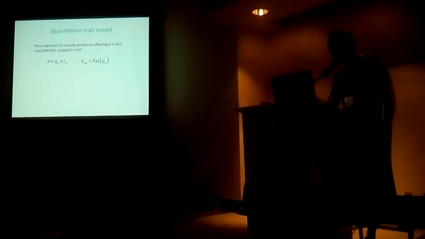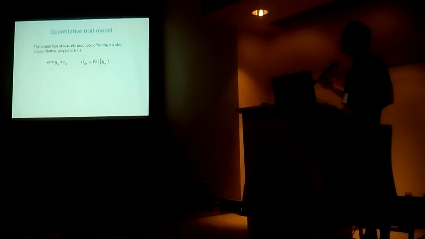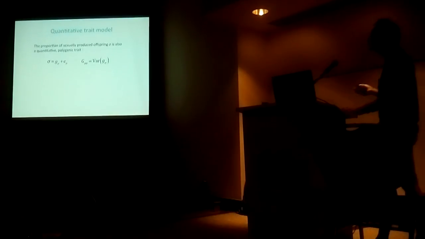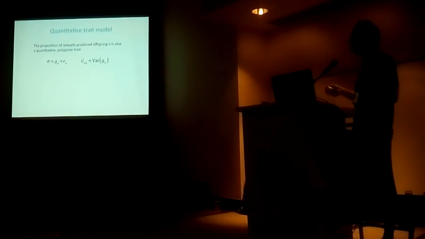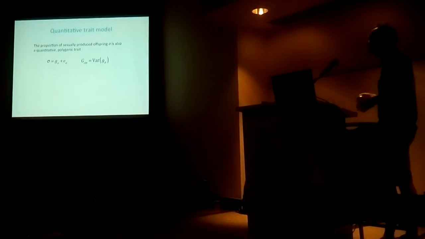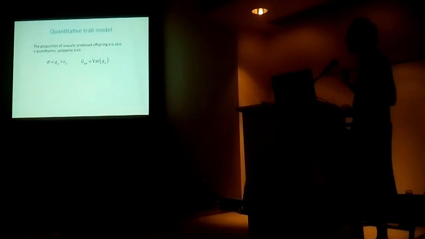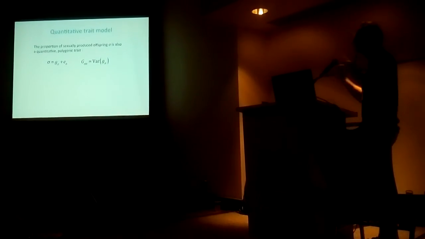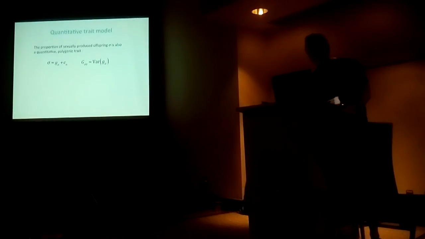Finally, the last assumption is that the rate of sex, the investment into sex, sigma, is also a quantitative polygenic trait, with genetic and environmental contributions. In the following, I will call G sigma sigma the genetic variance for the rate of sex, the heritable variance in the rate of sex in the population. So what are the results?